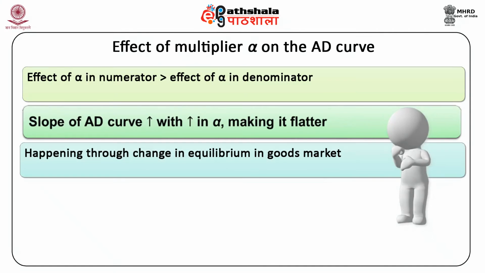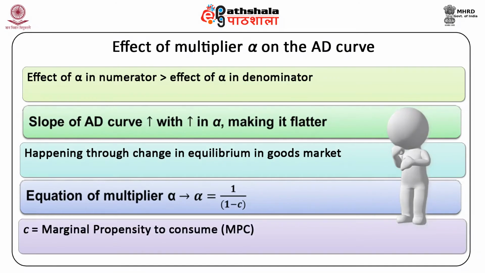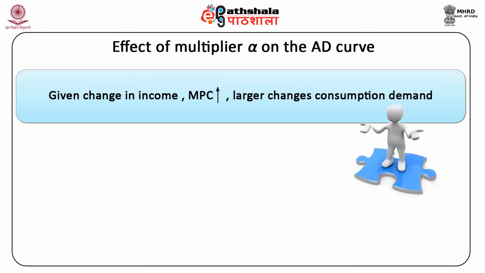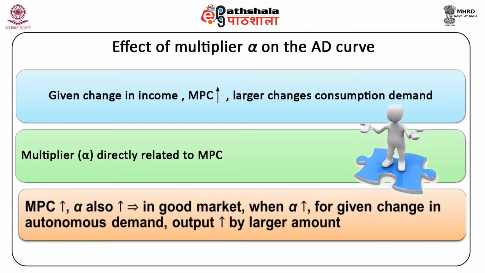Economically, this is happening through the change in the equilibrium in the goods market. Recall the following equation of the multiplier alpha, where alpha equals 1 upon 1 minus C, where C is the marginal propensity to consume, that is MPC. Thus, for a given change in income Y, when MPC increases, there are larger changes in the consumption demand. Also note that the multiplier alpha is directly related to MPC. When MPC increases, alpha also increases. This implies that in the goods market, when alpha increases for a given change in autonomous demand, output increases by a larger amount.